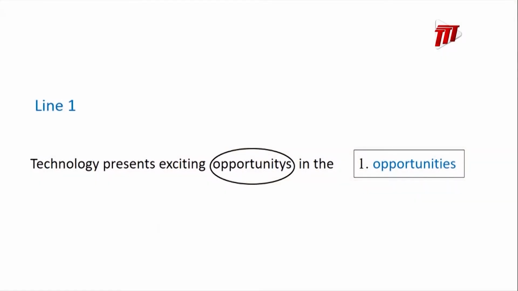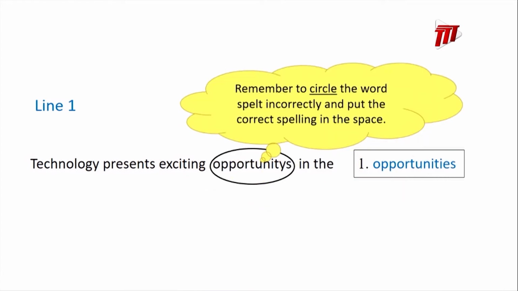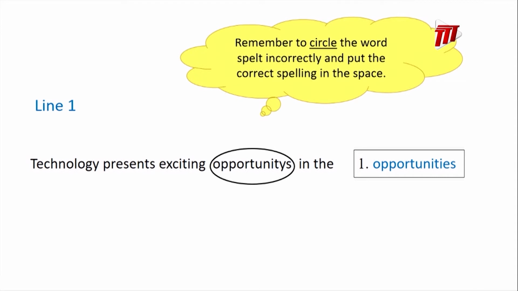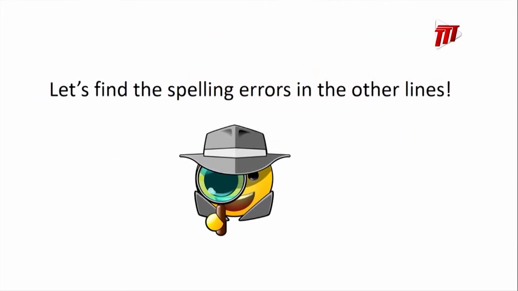Remember, you have to circle the word opportunities with an S and then write the correct word in the box next to the line. And I'm reminding you of that. Circle the word spelled incorrectly because that is a mark, and then write the correct spelling in the box provided. All right? Let's find the spelling errors in the other lines.